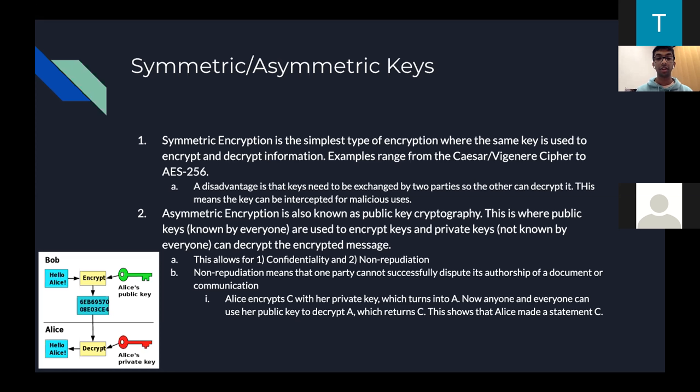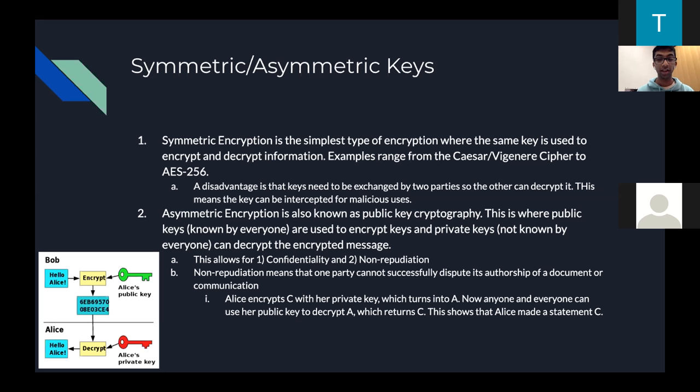So the good thing about asymmetric encryption is that it allows for confidentiality, as you saw in the bottom left, but it also provides non-repudiation. And this means that one party can't successfully dispute its authorship of a document or public communication. So my example below says, if Alice encrypts a message C, saying like "Hello world," with her private key, her secret key, that turns into an encrypted message A.